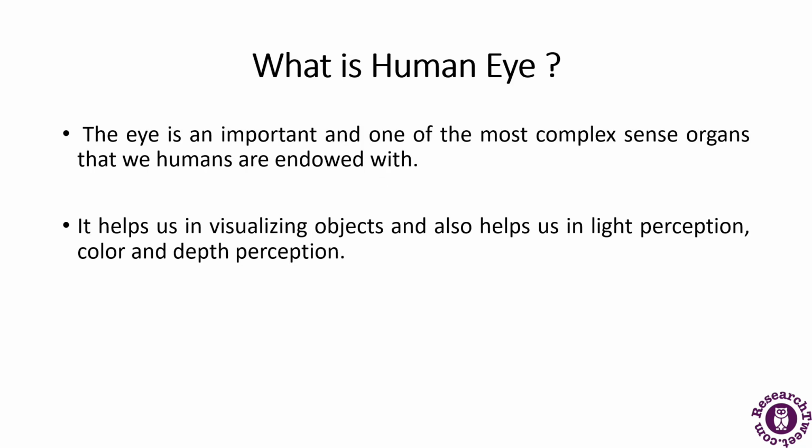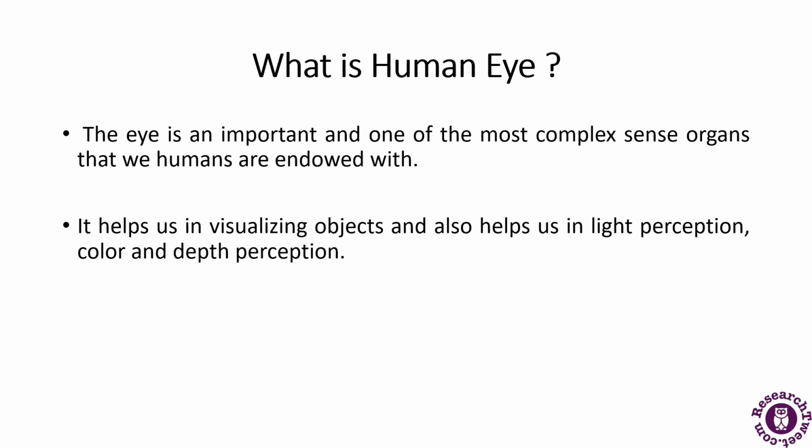Hello everyone. So the next topic which we will be studying is about the human eye. So what is the human eye? The human eye is one of the most important sense organs that humans have. What is the function of the eye? The function is to help us visualize objects and also help us in light perception, color and depth perception. So let's start with it.